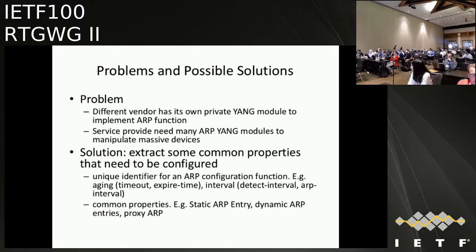So this method has two meanings. The first one is to provide a unique identifier for ARP configuration functions. For example, the aging time in the provided modules is sometimes called timeout or expire time. We will summarize it in a unique identifier. Similarly, the interval is sometimes called the detect interval or the ARP interval. So we can give a unique name so the user is not confused by these similar names.